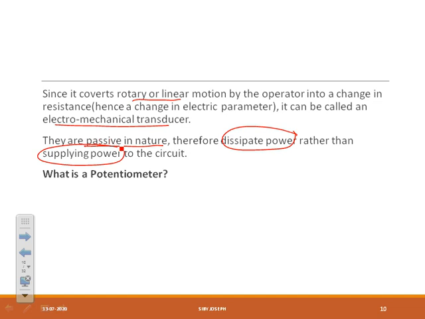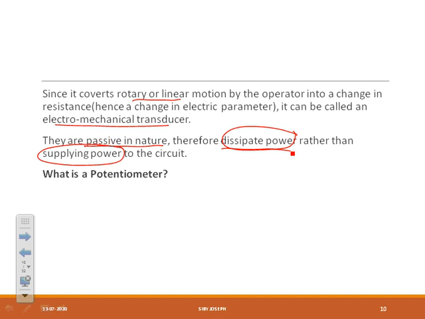Devices can be classified into two categories. One is the passive device. Devices that dissipate power are called passive devices. Examples: resistor, capacitor, inductor. And an active device supplies power to the circuit. Examples: transistor, FET, etc.